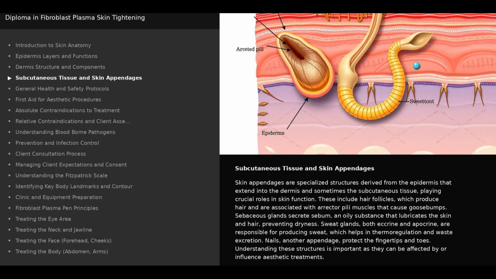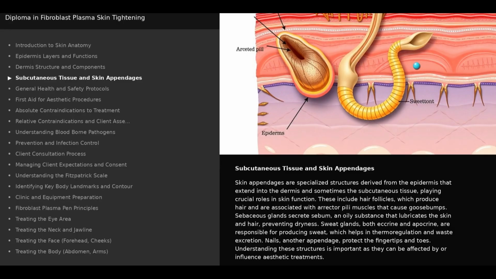Skin appendages are specialized structures derived from the epidermis that extend into the dermis and sometimes the subcutaneous tissue, playing crucial roles in skin function. These include hair follicles, which produce hair and are associated with erector pili muscles that cause goosebumps. Sebaceous glands secrete sebum, an oily substance that lubricates the skin and hair, preventing dryness.